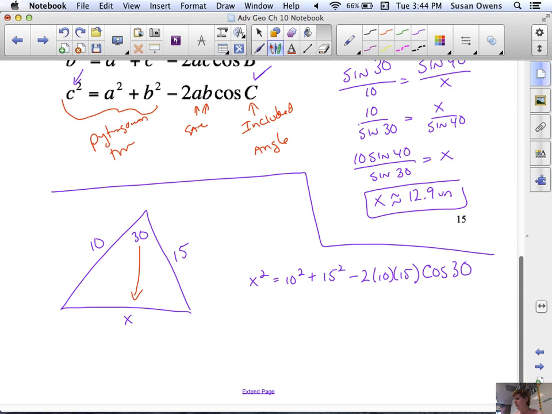Now I have to remember that once I figure out what 10 squared plus 15 squared minus 2 times 10 times 15 cosine of 30 is, I do have to take the square root of it. So I'll put that in my calculator all in one step. So I get about 8.1. That's, yep, that is after I square rooted it. So x is about 8.1.